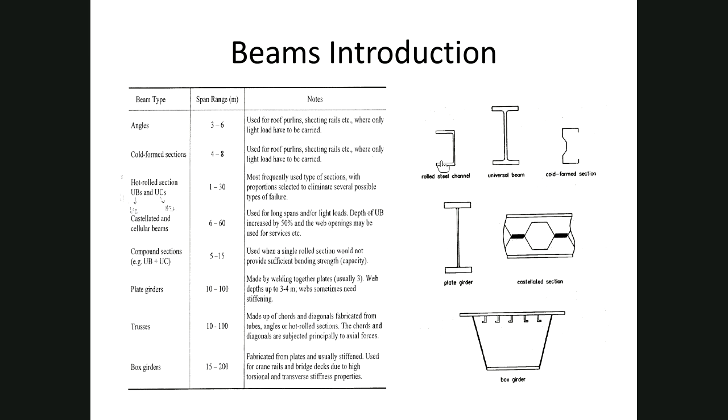We can use lots of different types of beams, so I don't know if this is going to be that clear on your computers there. Lots of different types, different shapes of beams in there. So if we have a really short span, we can use angle sections. They're often cold formed. Cold formed means that you start with a flat plate and then you bend up the side, bend up the other side, and you get the shape. So it's cold formed because we don't heat it up. So you use angle sections or purlin sections and so on in there. So they're typically kind of 3 to 6 or 4 to 8 meters for these cold formed sections.